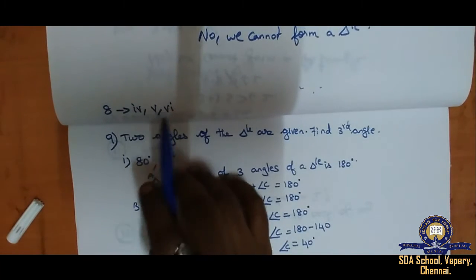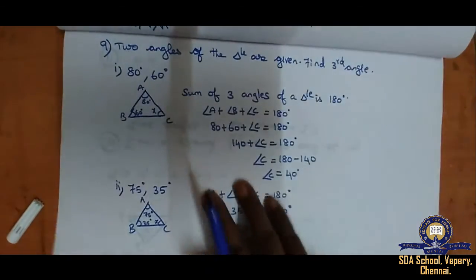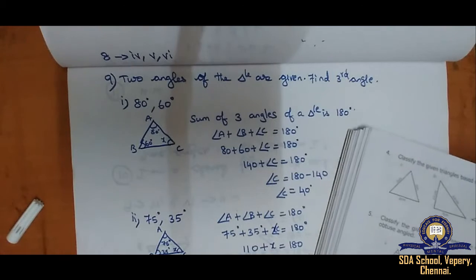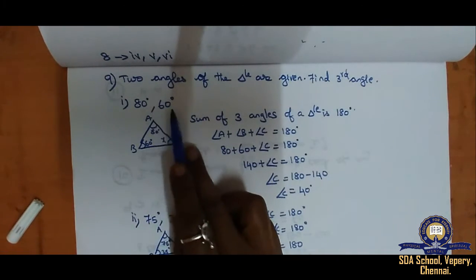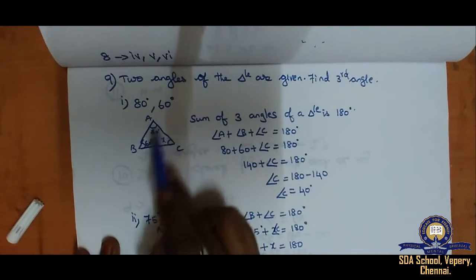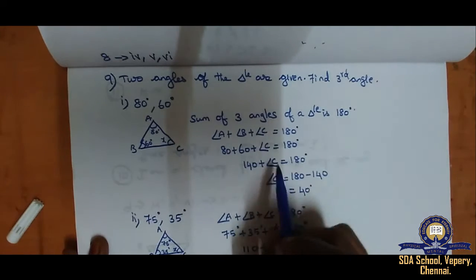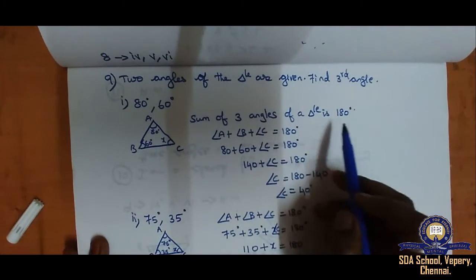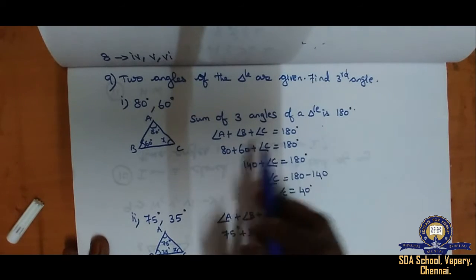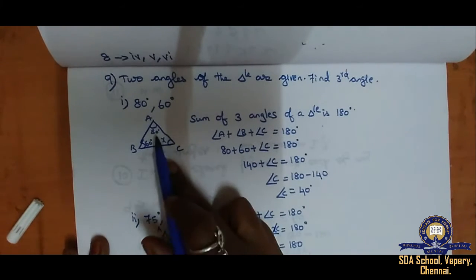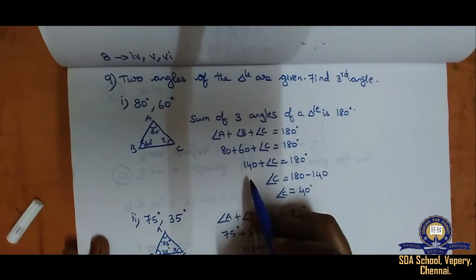Next, 8th question, 4th, 5th and 6th divisions are homework. Now 9th question. See, two angles of a triangle are given. Find the third angle. Here, 80 degrees and 60 degrees are given. One angle is not given. You are supposed to use the formula and find it. Sum of the three angles of a triangle is 180 degrees. Angle A plus angle B plus angle C is equal to 180 degrees. Angle A is 80, angle B is 60, plus C equals 180 degrees. 80 plus 60 is 140.